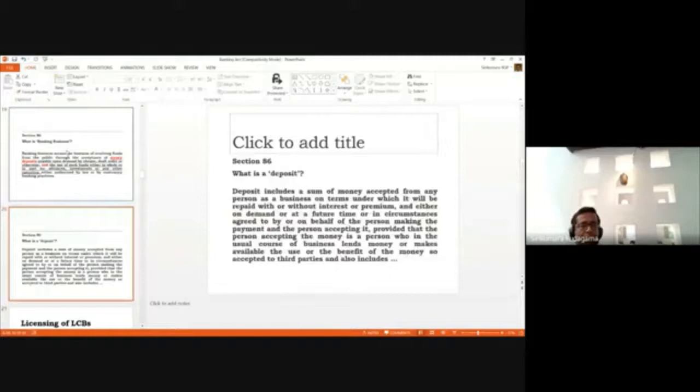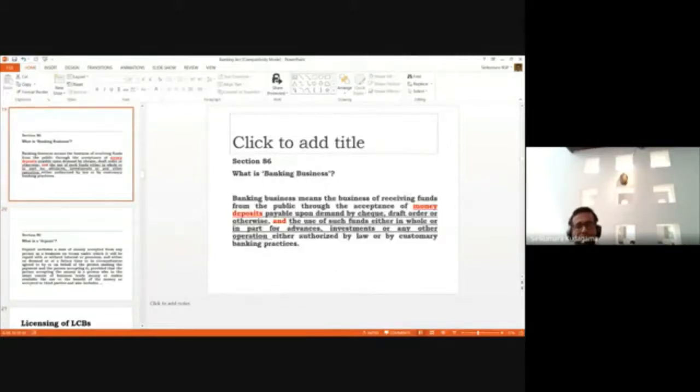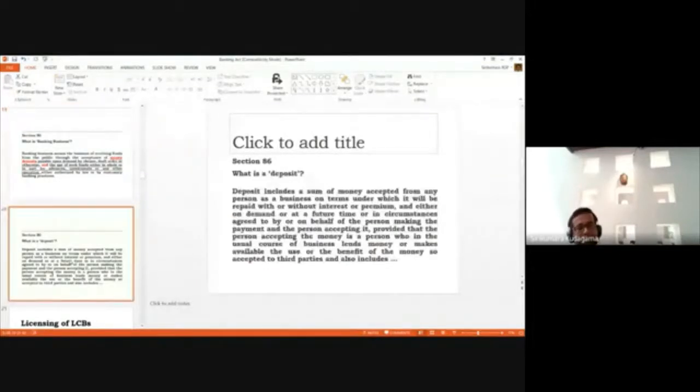We'll go into deposit, because now here you see this red color letter first. What comes first? Acceptance of money deposits payable upon demand. That's a different thing, but acceptance of money deposits is part of banking business. What is a deposit? Deposit includes a sum of money accepted from any person as a business on terms under which it will be repaid with or without interest or premium, and either on demand or at a future time, or in circumstances agreed to by or on behalf of persons making the payment and the persons accepting it, provided that the person accepting the money is a person who in the usual course of business lends money or makes available the use of the benefit of the money so accepted to third parties, and also includes certain entities.